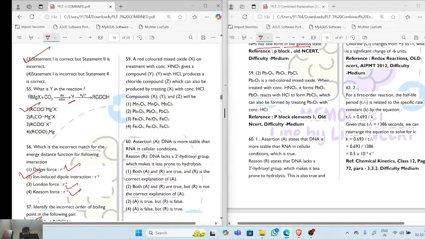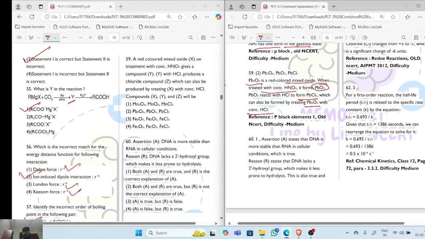First of all, Pb3O4 is a red colored mixed oxide. When we react it with concentrated HNO3, it forms PbO2. PbO2 reacts with HCl to form PbCl2. Then PbCl2 can also be formed by reacting Pb3O4 with concentrated HCl. So the correct answer for X is Pb3O4, for Y it will be PbO2, and for Z it is PbCl2. So the correct answer is option number 2.